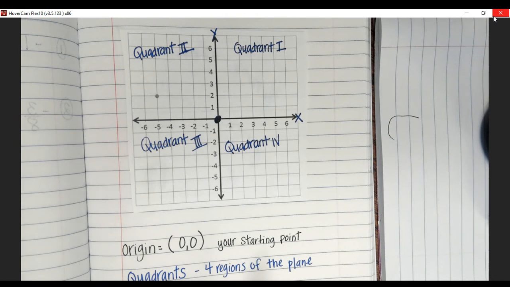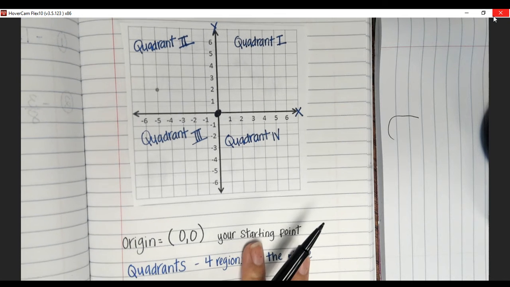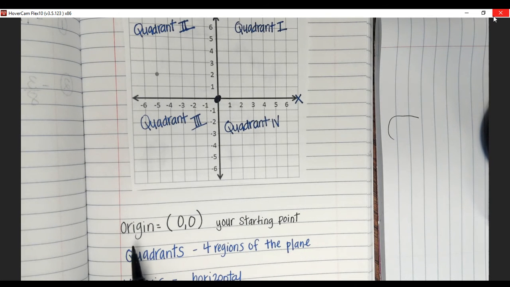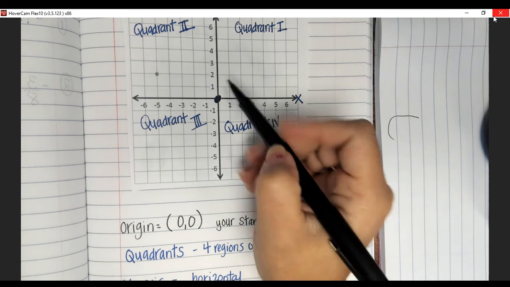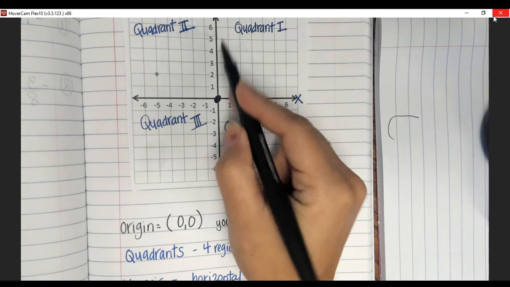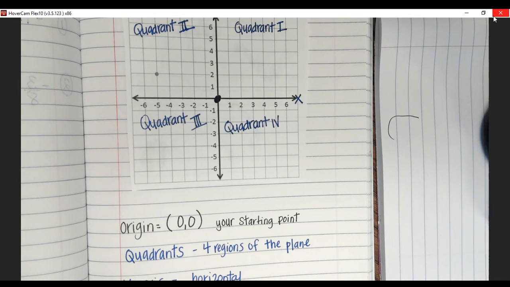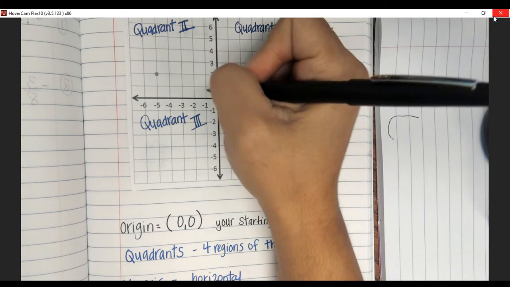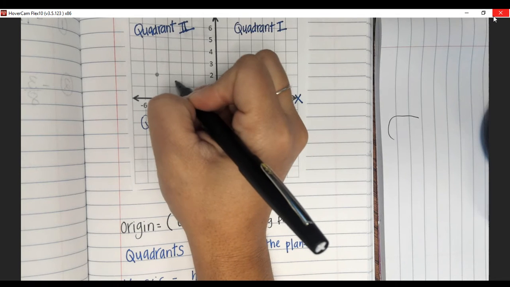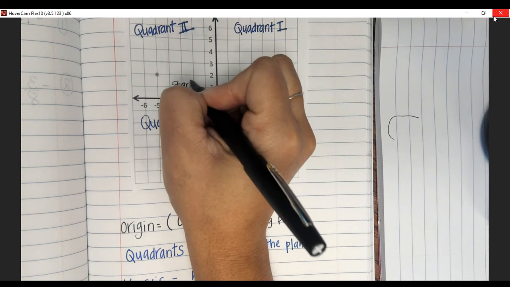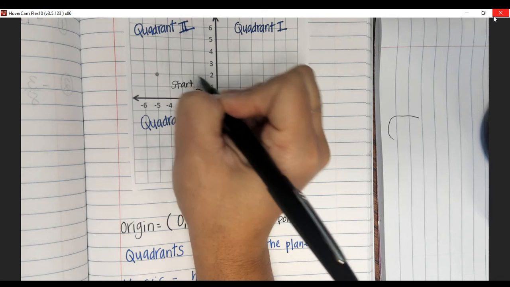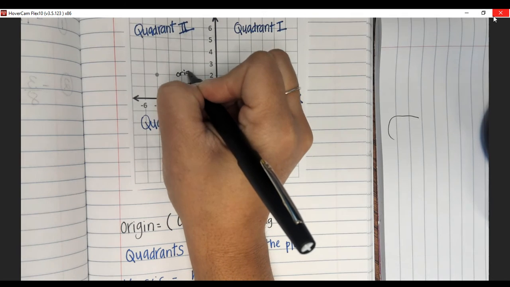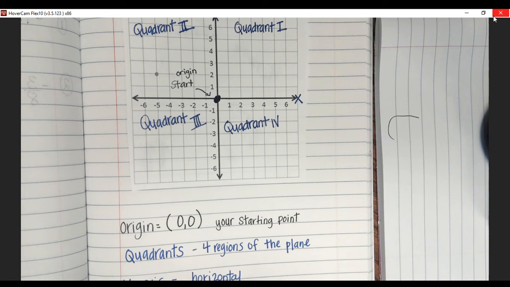And one of the things that you're going to want to know is that you always start at your origin, which is your starting point, and that's at (0, 0). So your origin is right here in the middle where your two lines meet. This is your starting point. This is where you always start. If you wanted, I can write starting point, or I can just write start right there, and that's your origin. So that's where you're always going to start whenever you're graphing.